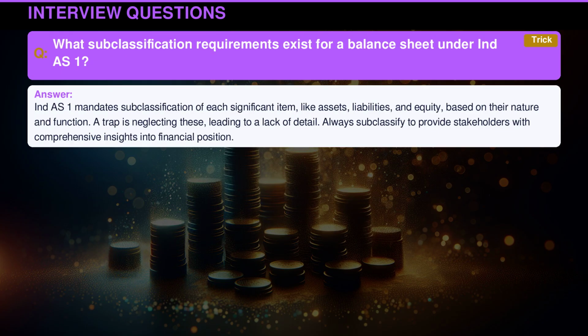Indian Accounting Standard 1 mandates subclassification of each significant item, like assets, liabilities, and equity, based on their nature and function. A trap is neglecting these, leading to a lack of detail. Always subclassify to provide stakeholders with comprehensive insights into financial position.